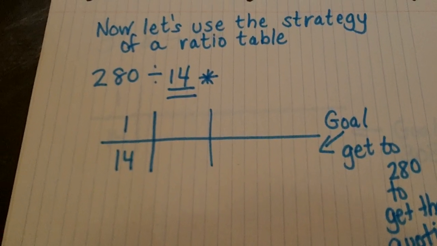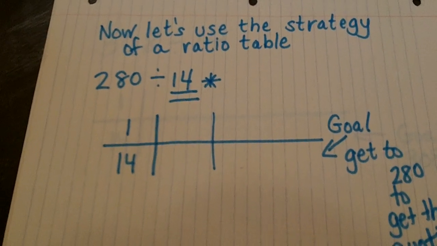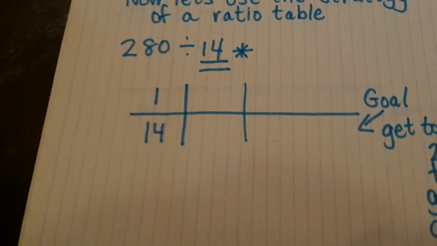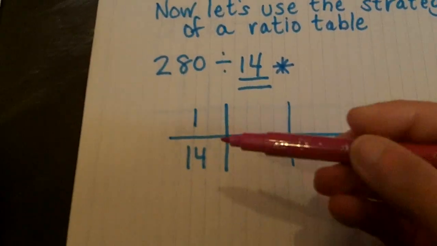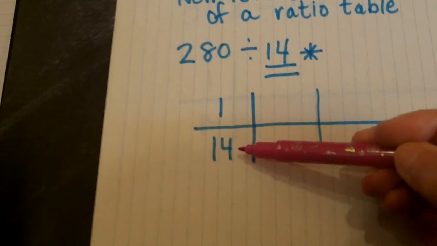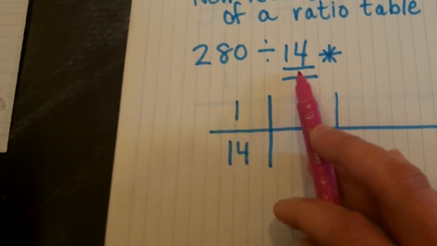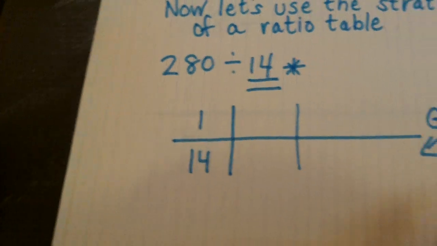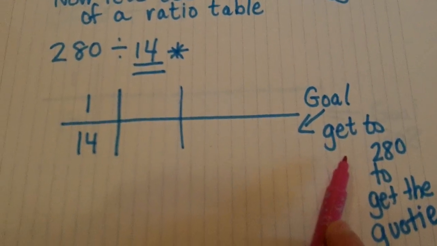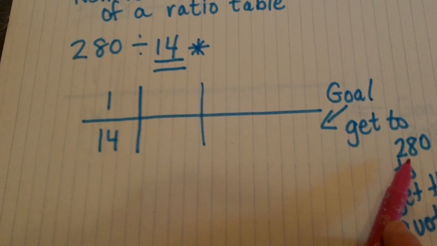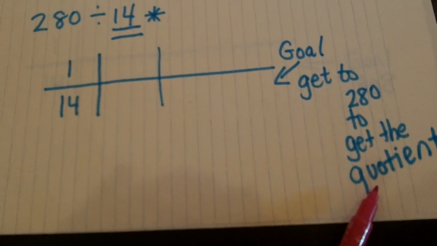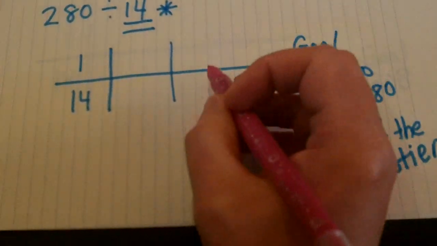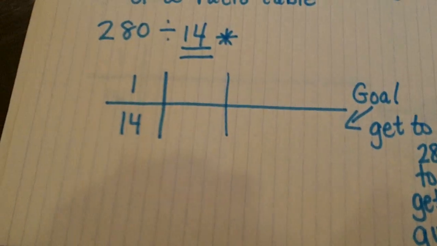So let's say that we have 280 and we want to divide it out by 14. So we're going to use the ratio of 1 to 14. So we're going to use the ratio once again of 1 to 14. Our goal is to get to 280 as our quotient or our total. So we want to get to 280 as quickly as we can.